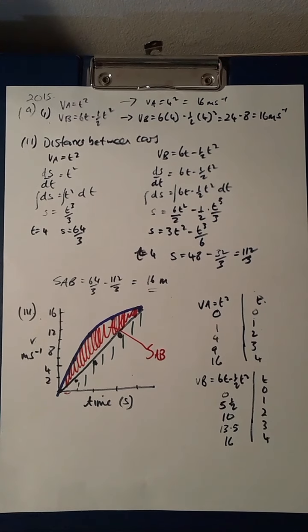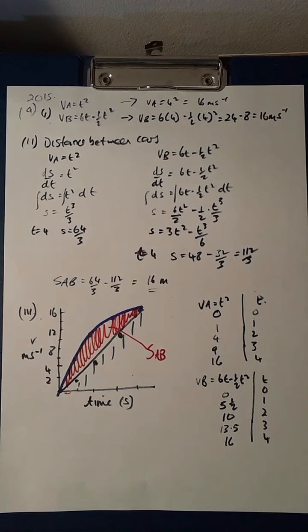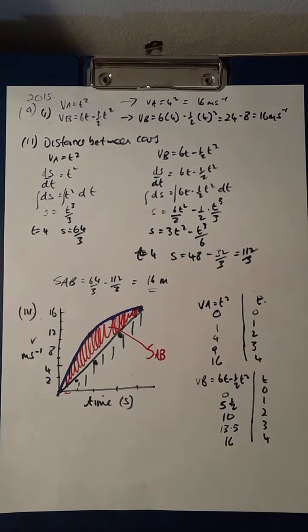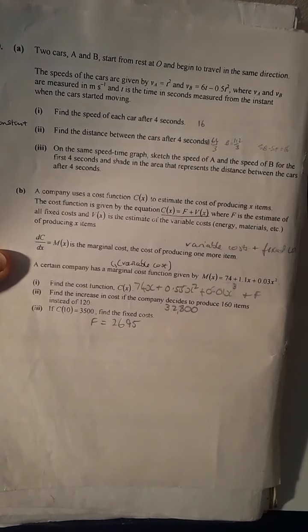This is your SAB. Right, that was kind of an unusual question for that section, but the important part here was realising that we had to integrate in order to get distance. Okay, so let's look at part B. Again, this was kind of unusual as well.